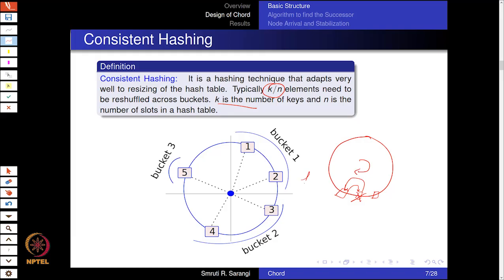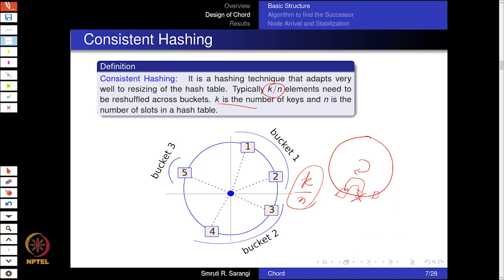So k by n is the typical movement, which is anyway on expected lines. It is not unexpected. And what we are basically seeing over here is that we will see how consistent hashing plays a role in Chord. Alright.